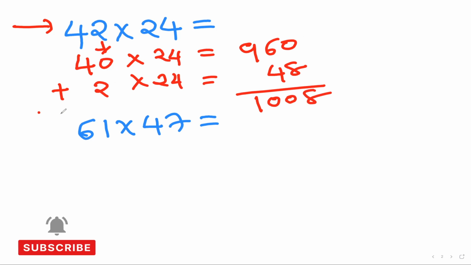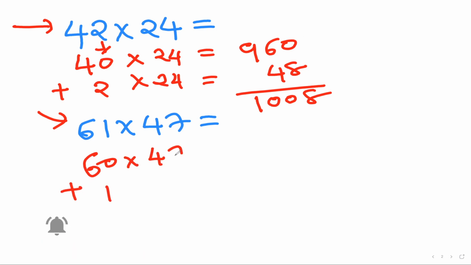If I want to do the next question, like 61 times 47, I can split my 61 into 60 plus 1. And I can multiply both of them with 47 and 47. Now, this is going to be good, guys. So this 0 at first, I'm going to neglect totally, and I'll put it at the end.